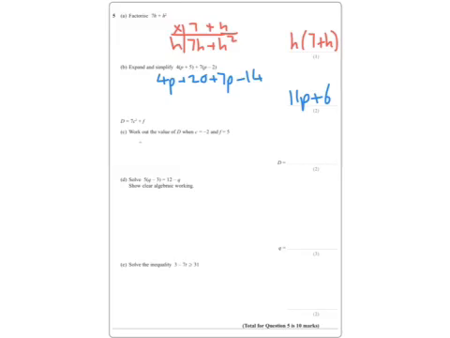Now, I'll do this in a different colour. When you put this in your calculator, put the thing you're substituting in brackets, because if you don't put that in brackets, it'll only square the 2, it won't square minus 2. So you've got to be really careful there. First bit is 7 times 4, essentially, which is 28 plus 5, 33.